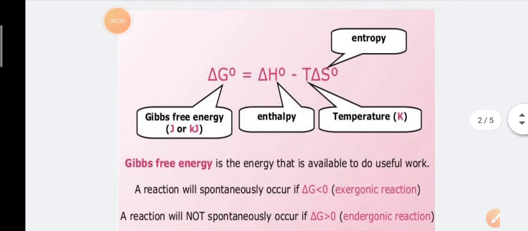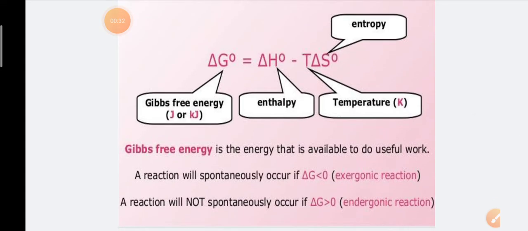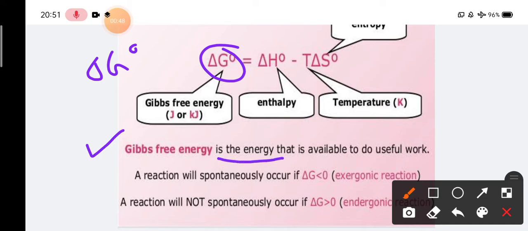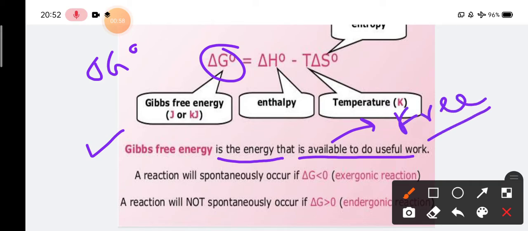Here, the first topic of this lecture is Gibbs free energy. So, what is Gibbs free energy? This delta G naught, this 0 means naught, is being called Gibbs free energy. Gibbs free energy is the energy that is available to do useful work. So it is the available free energy. And this is the parameter by which we can know if a reaction will be spontaneous or not.